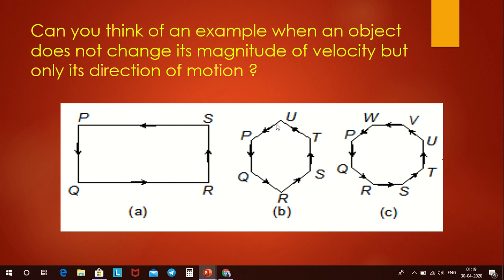In hexagonal path, how many times is the direction changed? If you count, it is 1, 2, 3, 4, 5, 6. So in hexagonal path, the athlete changes his direction 6 times. Now let us take an octagonal path. In an octagonal path, means in a path where you have 8 sides, the athlete changes his direction 8 times, right? So let us see the next thing.